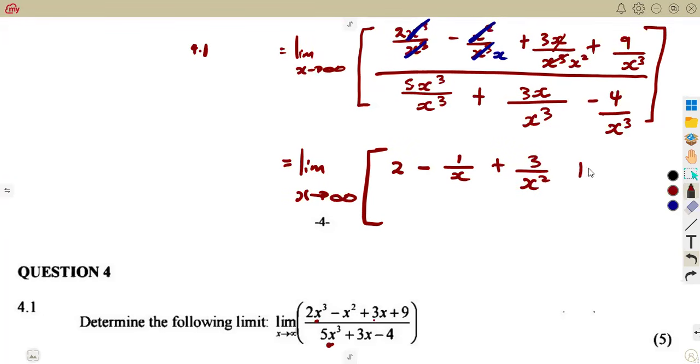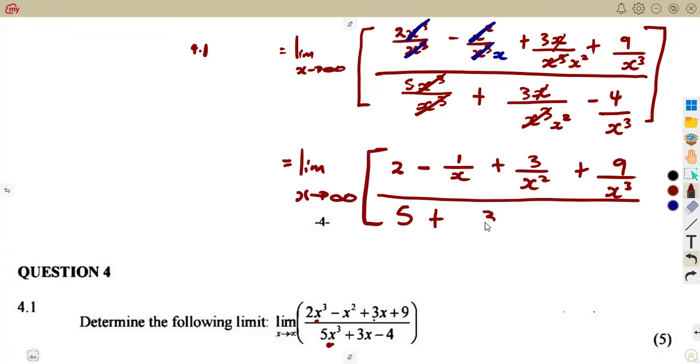Okay? Minus, here there's nothing that we can do, 9 over x cubed. Everything over the same thing. This one and this one cancel. That's a 5. x over x cubed, we're going to remain with 2 of them. So it was going to be plus 3 over x squared minus 4 over x cubed.